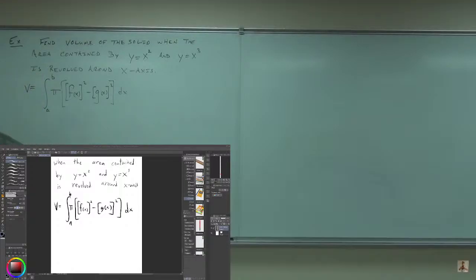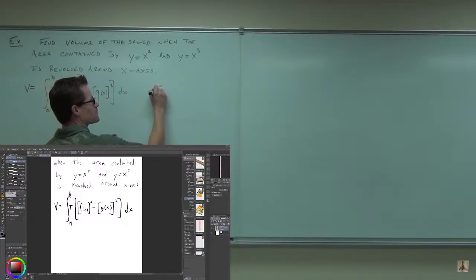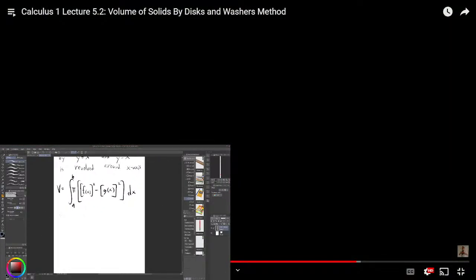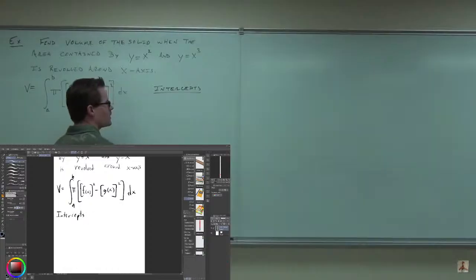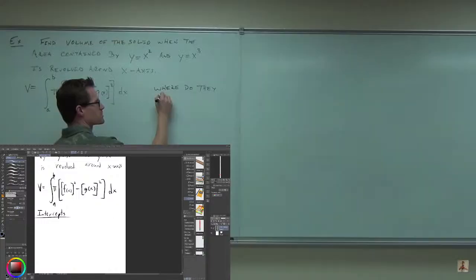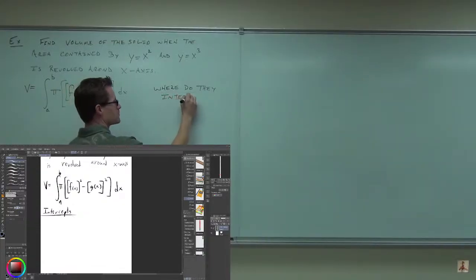Let's set these things equal to each other, figure out which one's on the top. So what we want to find is the intercepts, where they intersect. By they, I mean the functions. And also which one is on the top.